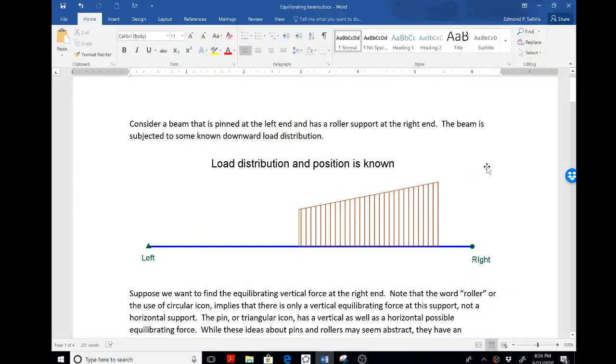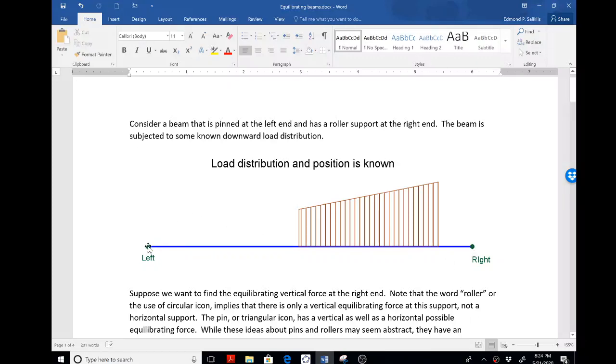Hello, fans of GeoGebra. We have a very basic example here starting at the lowest level. We have a horizontal beam that is pinned at the left end and a roller support at the right.